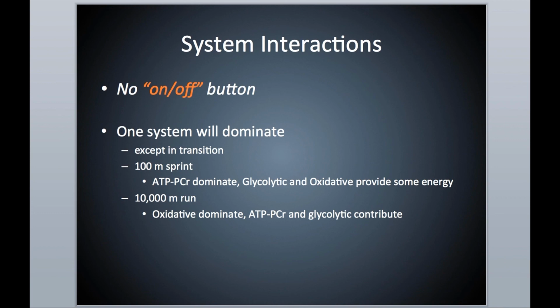If we look at a 10,000 meter run, or if we look at a marathon or a long distance cycling event, the oxidative system is going to be the one that's predominantly providing the ATP necessary for that activity. However, the ATP PCR and the glycolytic systems, the two anaerobic systems, are still providing some amount of ATP. They're just not providing a large amount of it. They're not predominantly providing the ATP necessary.